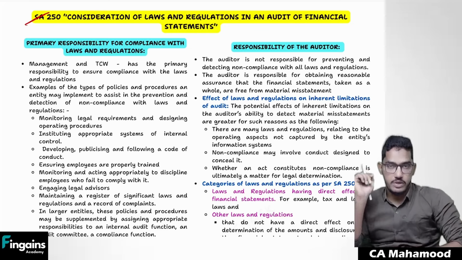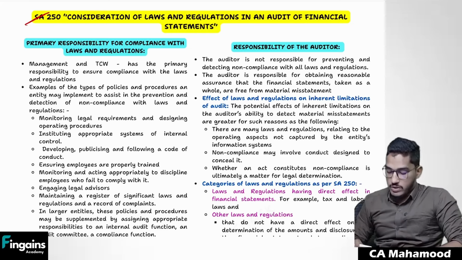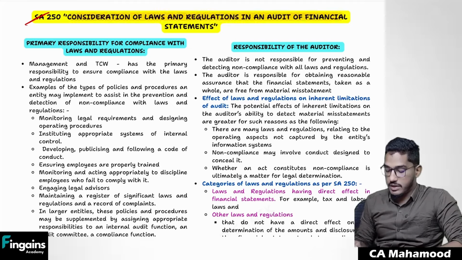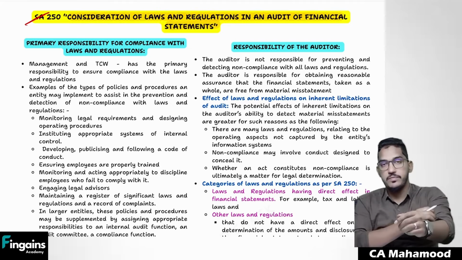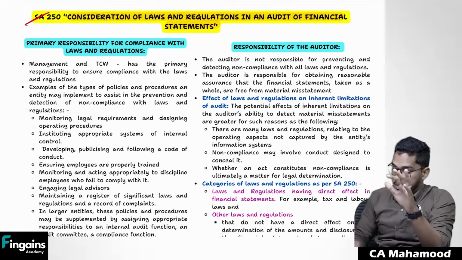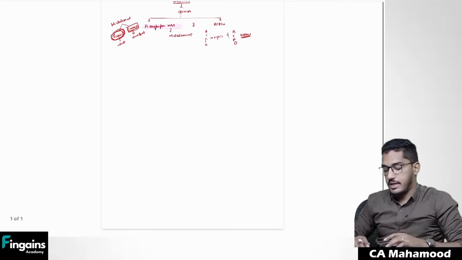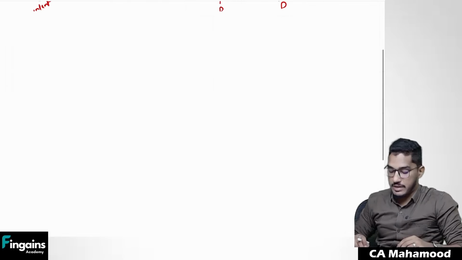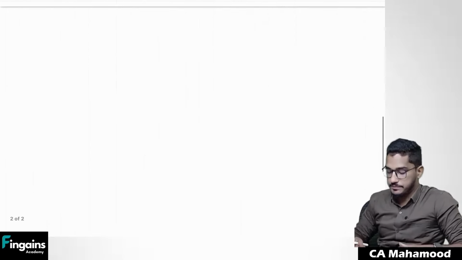is SA 250. So SA 250 is a standard which is going to talk about consideration of laws and regulations in an audit of the financial statements. So here also, first we will try to understand what this standard talks about. What is the purpose of the standard? What is the objective of the standard?